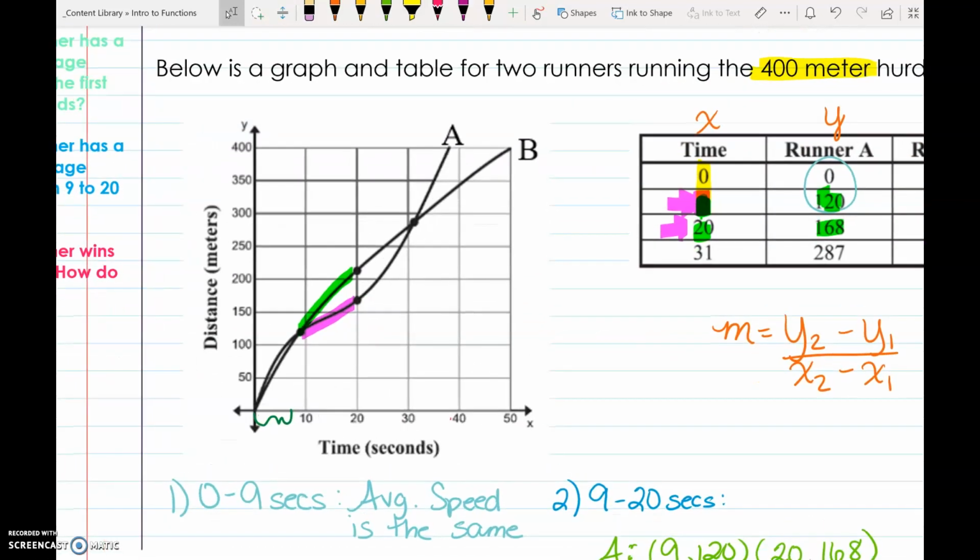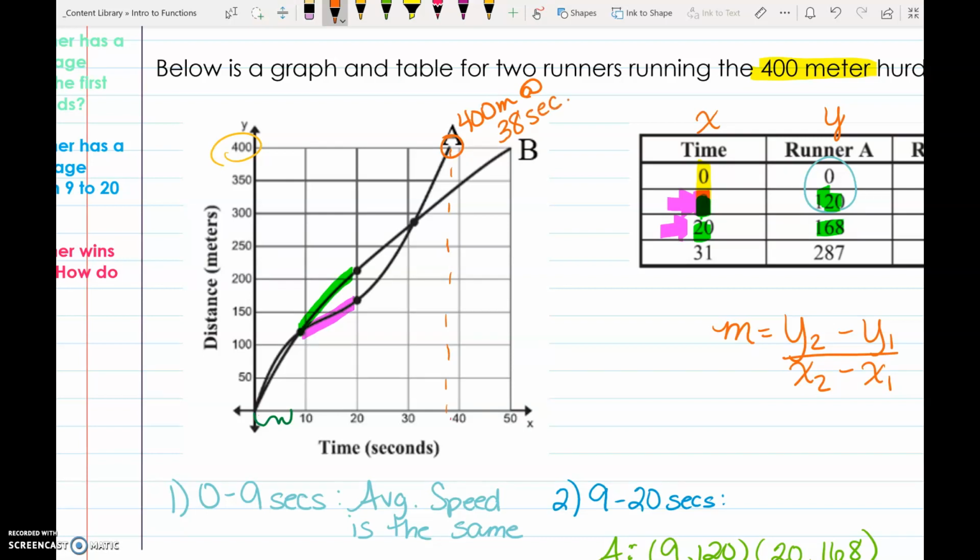So now I need to come back to my graph. Well, my graph does show me where they are at 400 meters. So from here, I just need to pay attention and say, okay, runner A, what you got going on? So at 400 meters, at how many seconds? Well, we don't know exactly, but let's see. We'll estimate maybe at about 38 seconds.